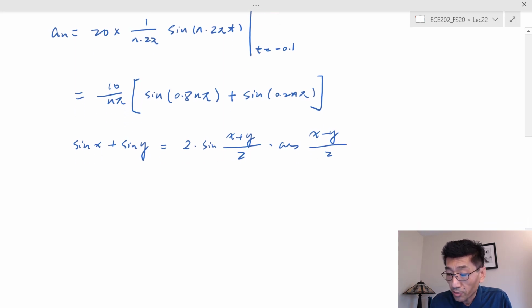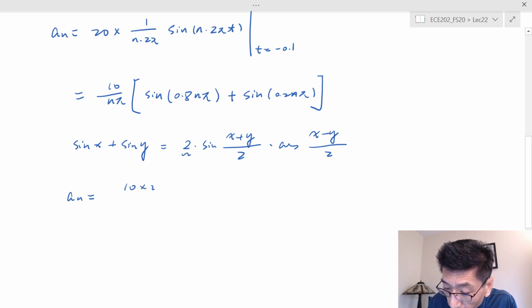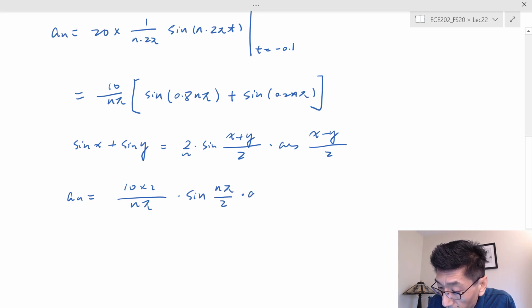If we apply this trig identity here, a_n is going to be equal to 10 over n pi, and with the 2 here, 10 times 2 over n pi, times sine of x plus y, which is 0.8 plus 0.2, that's 1, divided by 2, so n pi divided by 2, times the cosine of x minus y, that's 0.6 n pi divided by 2, that's 0.3 n pi.